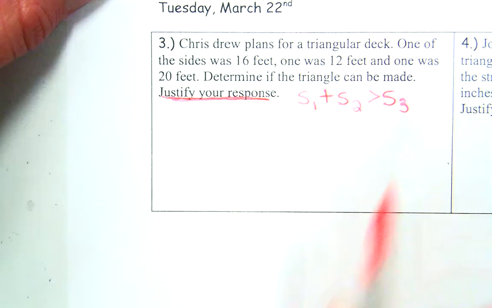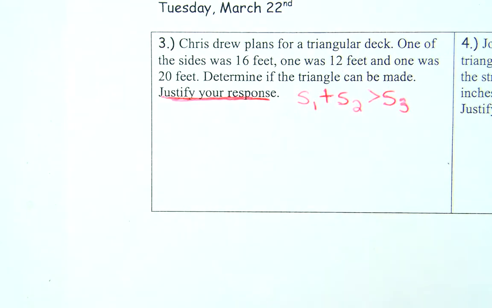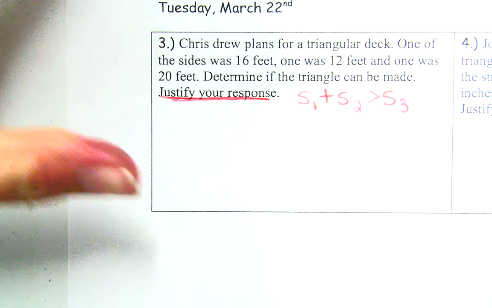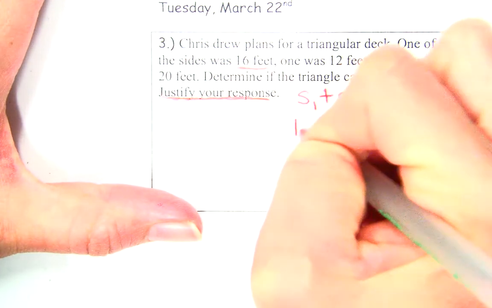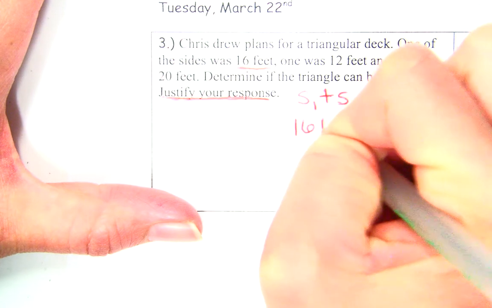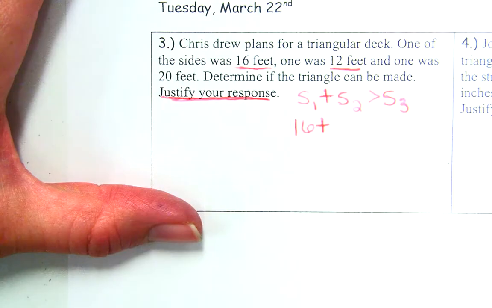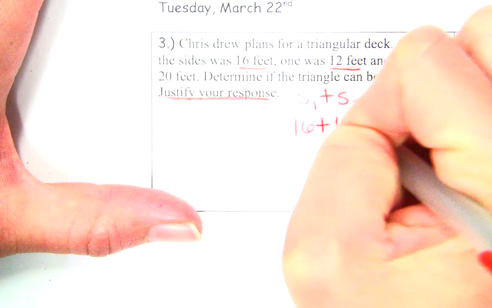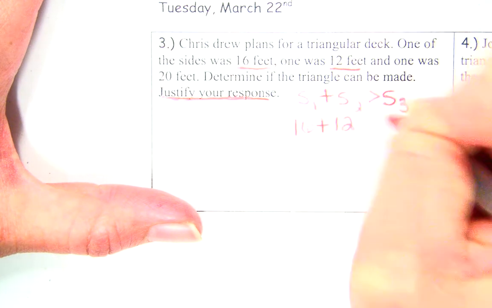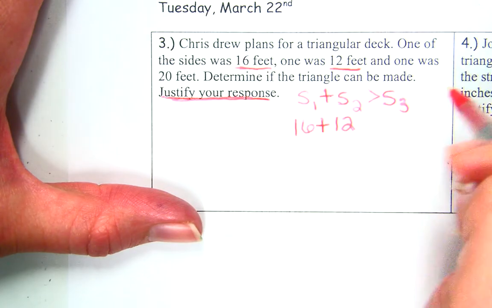So this is our inequality that we're going to use to see if those three side lengths could make a triangle, because just because you have three sides doesn't mean it's going to make a triangle. So we're going to substitute our information. The first number they give me is 16. So I'm adding that to my second side length, which is 12. So I'm taking the two smaller side lengths and adding them together.